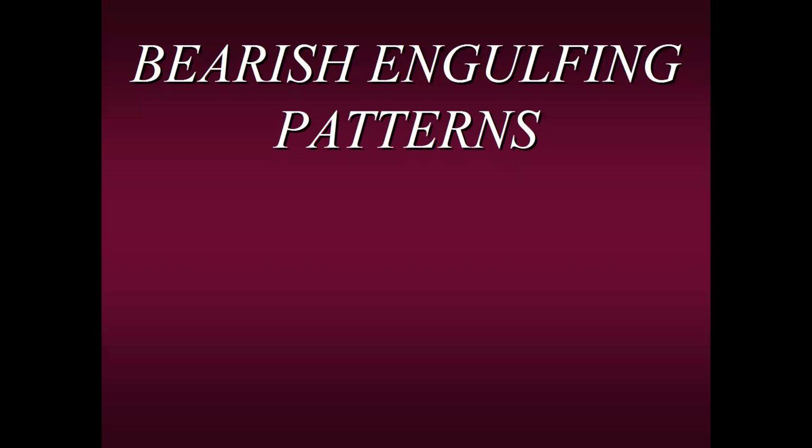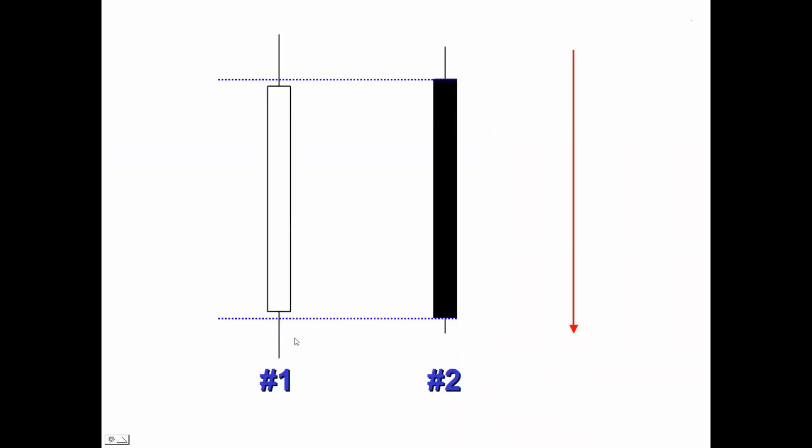Now, let's look at bearish engulfing patterns. They're basically the same thing, just turned upside down. Once again, it's a 2-bar pattern, but in this case, bar number 1 closes up on the bar. It opens here and closes higher. And bar number 2 closes down, opens here and closes lower.